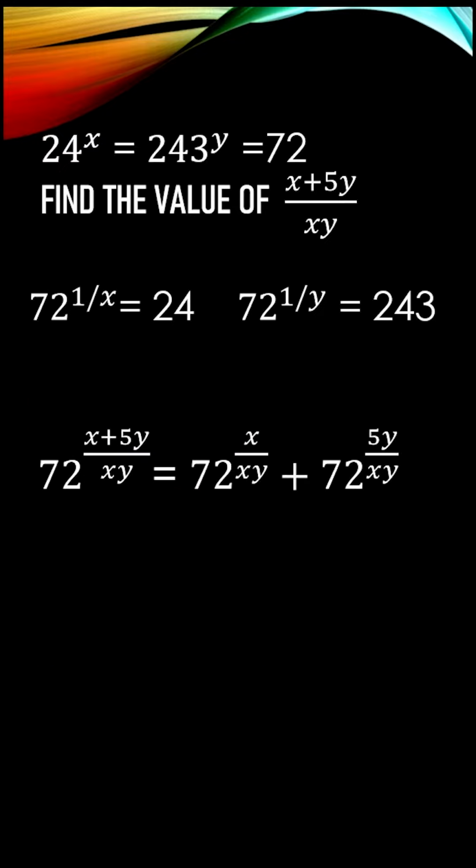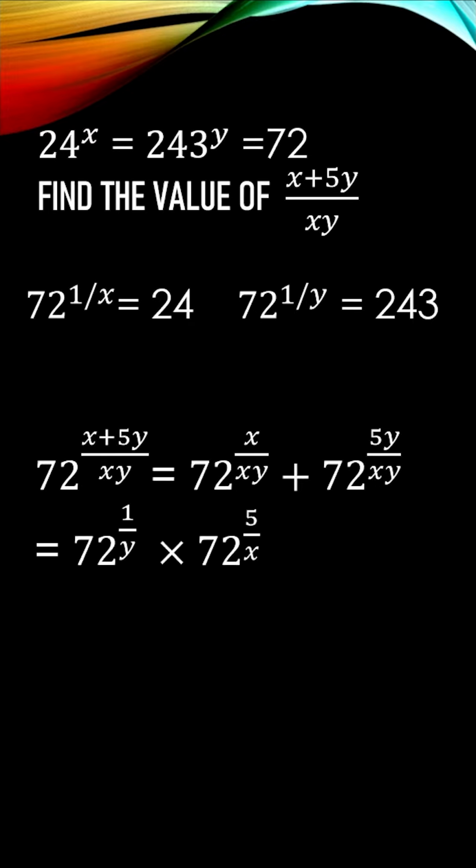To solve, we need to find out the value of 72 raised to the power of (x + 5y) over (x times y). We can break this down into two parts: 72 raised to the power of x over xy, and 72 raised to the power of 5y over xy. Now x and x, and y and y, cancel out in these two terms.